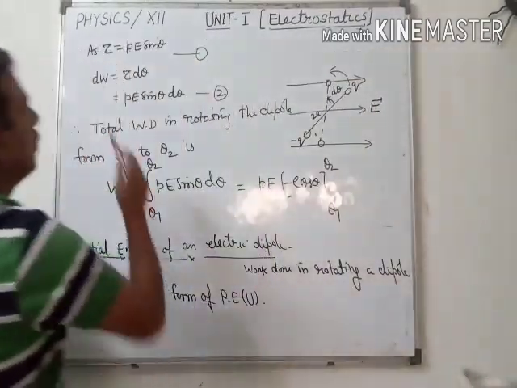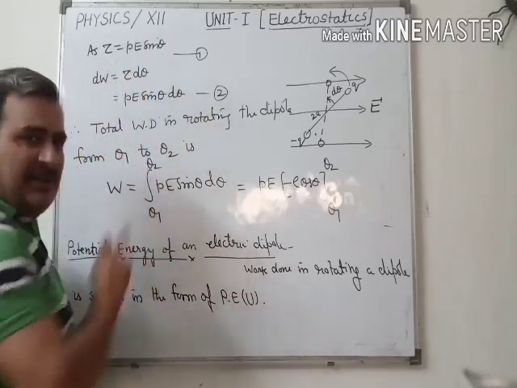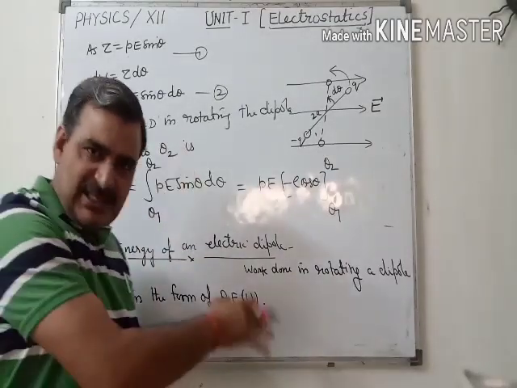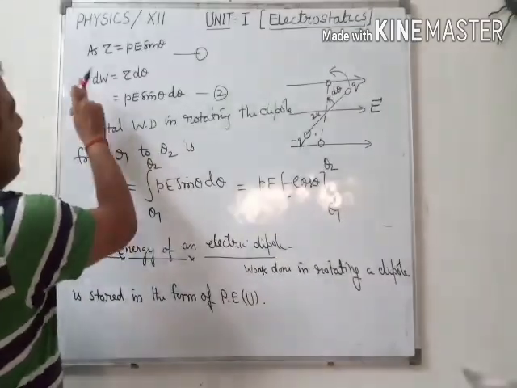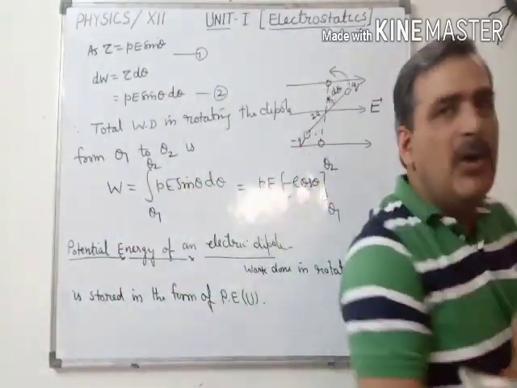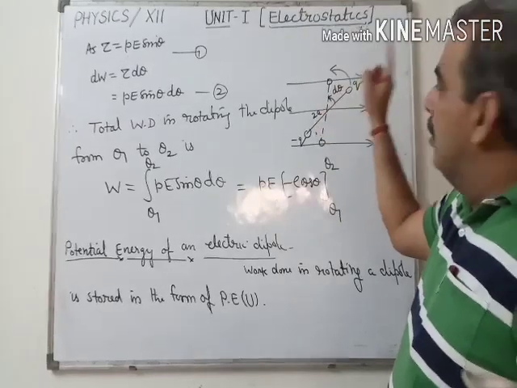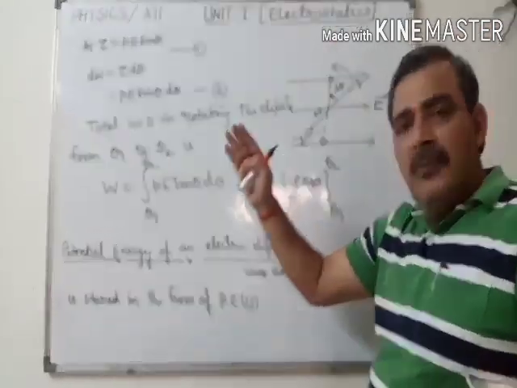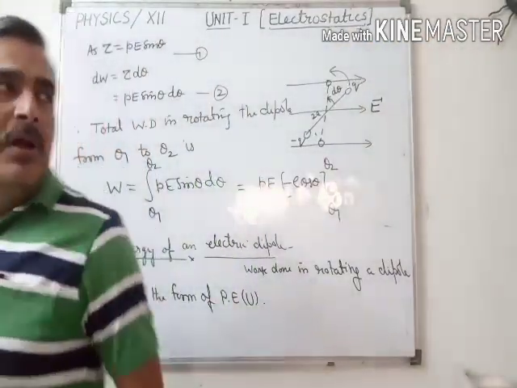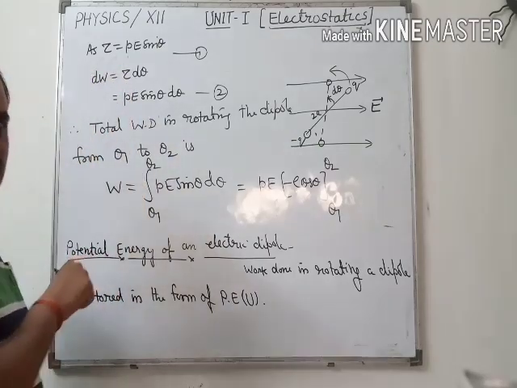As we know, the torque acting on an electric dipole is tau equals PE sin theta, as we have obtained in the last expression. So first of all you have to find the small work done in rotating the dipole a small angle d theta. Then we have to find further the total work done. So the small work done can be given as dW equals tau d theta.